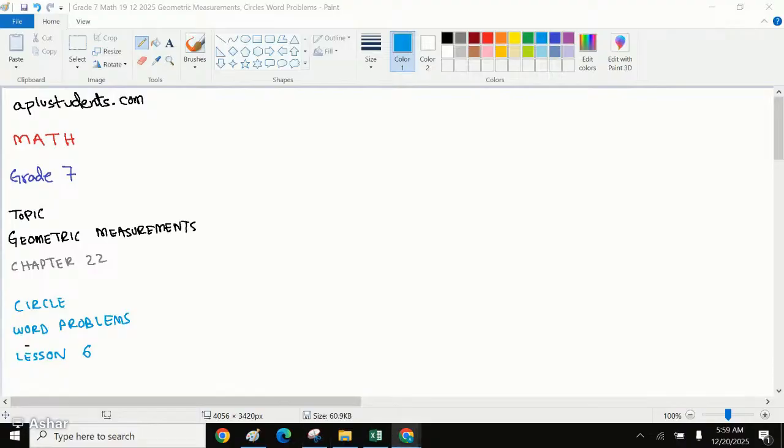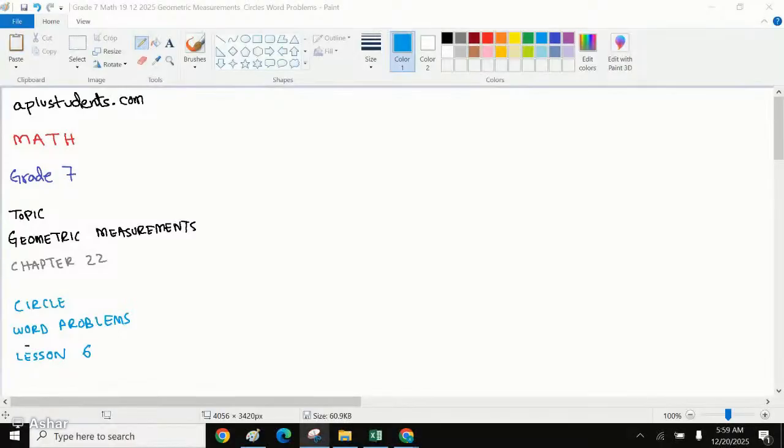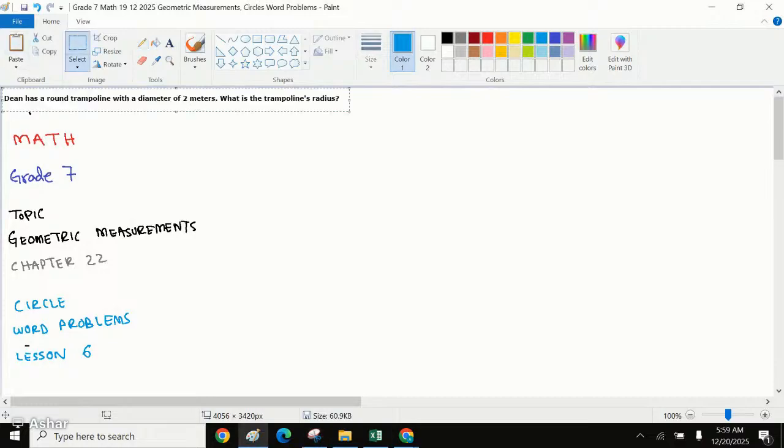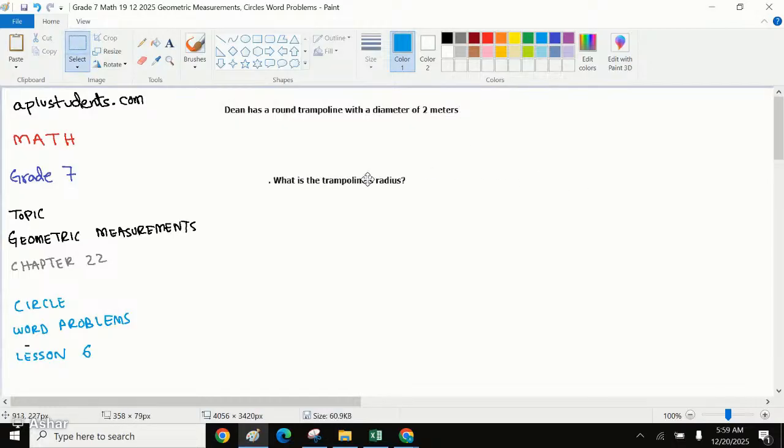Let's copy the question and continue. The first question, I'll increase the size so that it's readable for you. Question number 1 states that Dean has a round trampoline with a diameter of 2 meters.